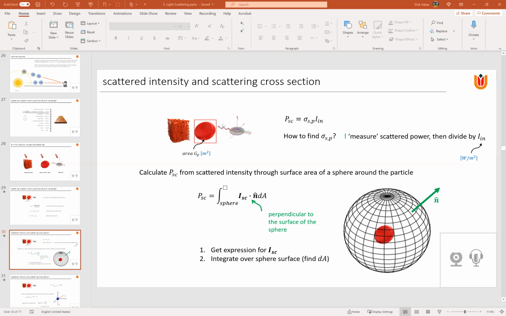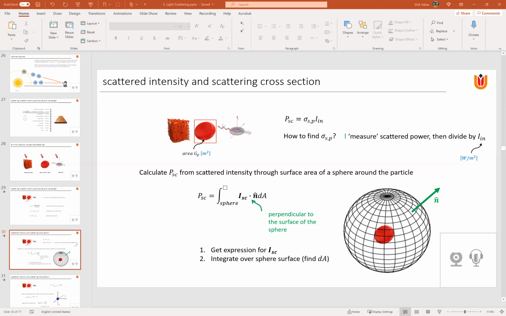Again, if you look at the units, dA would have units of square meters. Intensity has units of watts per square meter. So in the end, the integral makes it right. You would have units of watts in the end.